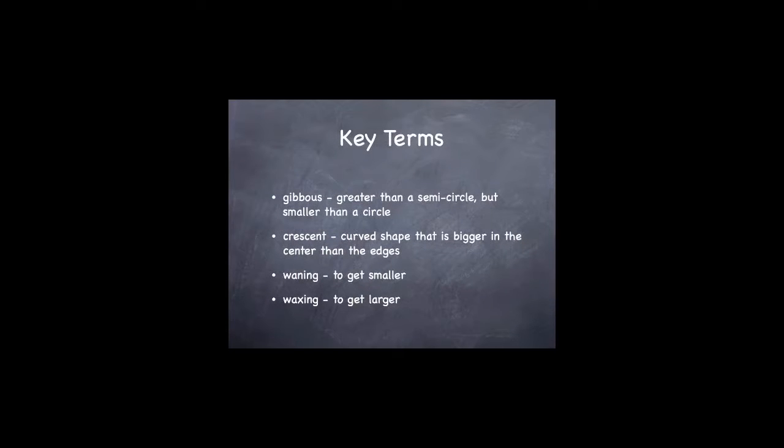Some key terms you should have learned through this presentation are gibbous, which is when the moon is greater than a semicircle, but it's smaller than a full circle. Crescent is when the moon is curved shape and it's bigger in the center than it is at the edges. Waning means the moon is getting smaller, and waxing means the moon is becoming larger.